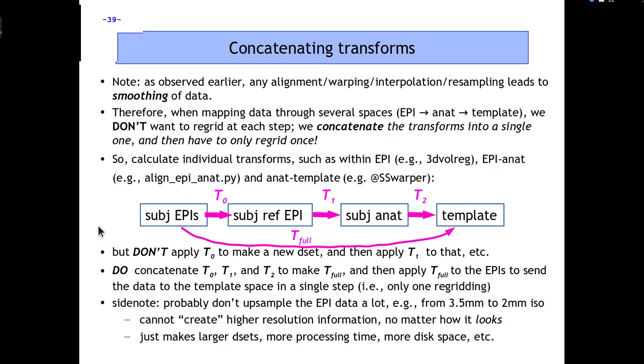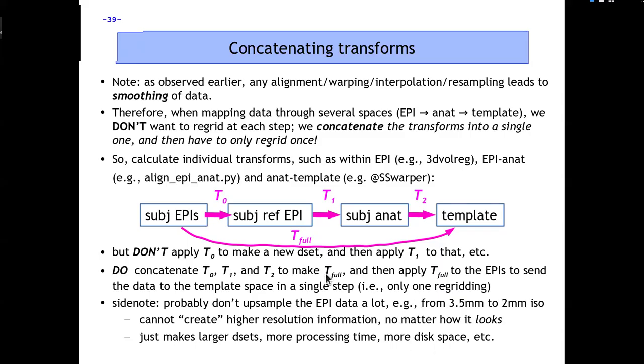Just as a side note, we often will not recommend upsampling the EPI data a huge amount. Some software have this by default. So let's say you acquire your data at 3.5 millimeters and it just upsamples it to 2 millimeters isotropic voxels by default. That's essentially multiplying your data set size by a factor of 8 or so. You can't really create higher resolution information, even though it will look nicer, and it will make a much larger data set with much more processing time using up much more disk space.